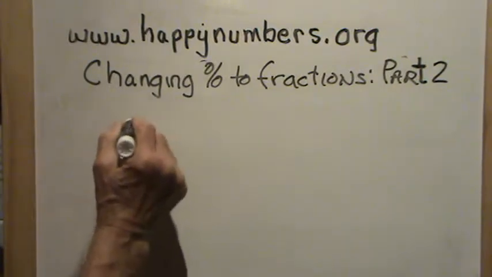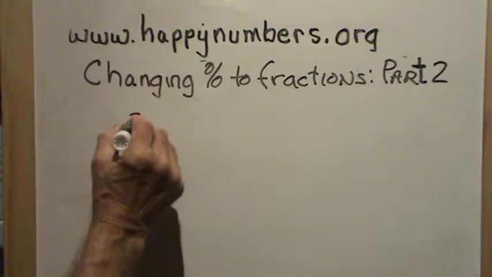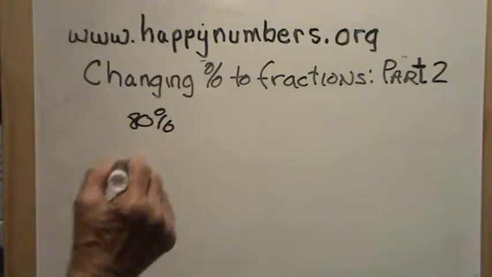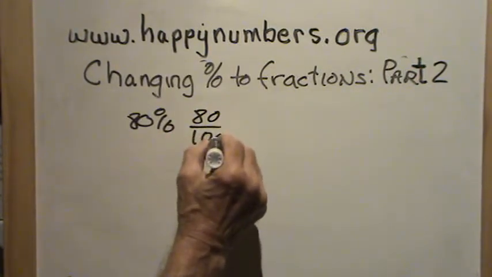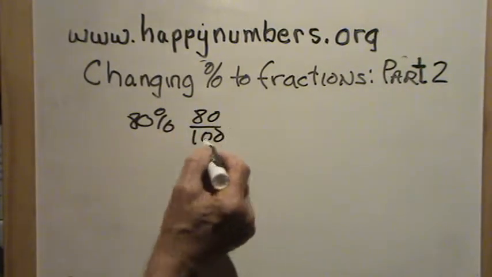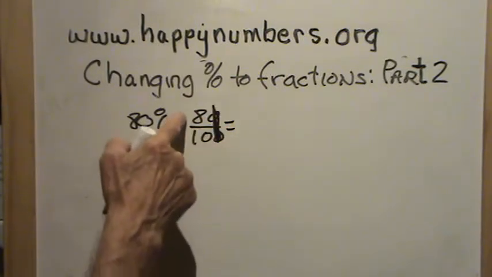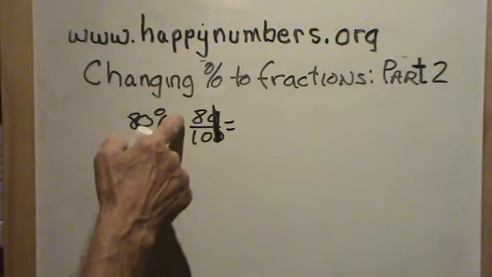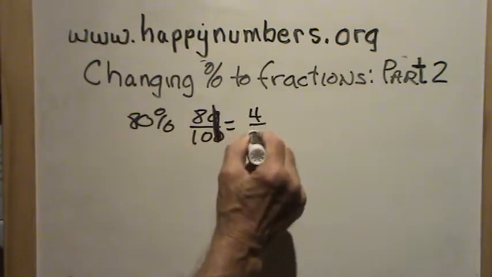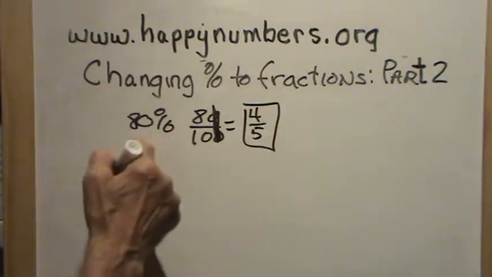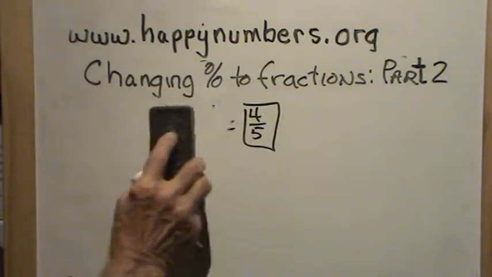Today's lesson is changing percents to fractions, and this is the second part. In part one, we looked at some very simple ways of changing percents to fractions. Let's take 80%, and we know that 80% is really 80 over 100. We want to reduce this to its lowest name, so we can cross these zeros out, and now we want to reduce 8/10. Well, 2 goes into 8 4 times, 2 goes into 10 5 times. So 80% would be 4/5. And that's a very, very simple way that we talked about.